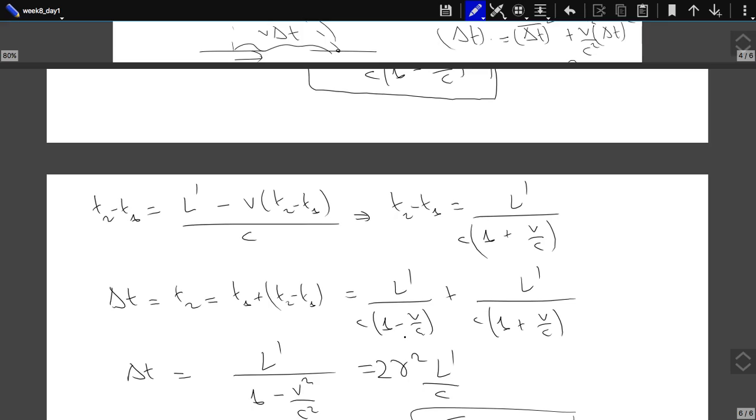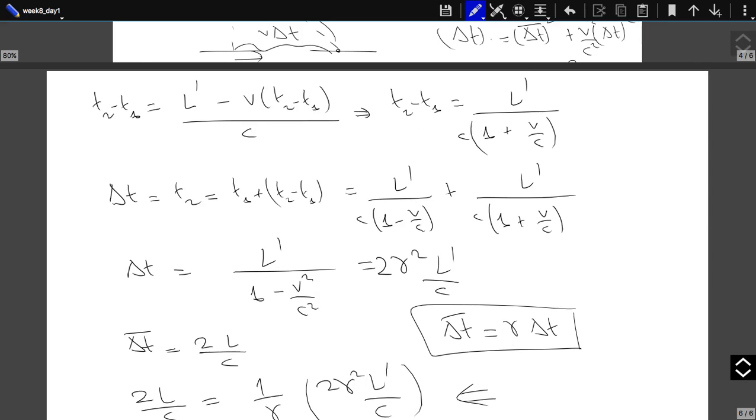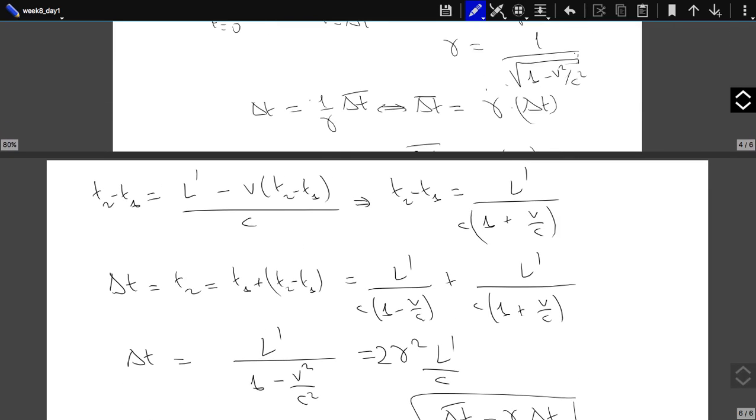If you just sum them up, well, 1 minus V over C and 1 plus V over C, they cancel. You end up having this 2. In the denominator, you have the product of these two, which is 1 minus V squared over C squared. But that factor is nothing but what we called gamma squared. You see, gamma is 1 over the square root of 1 minus V squared over C squared. So without the square root, it's just gamma squared.